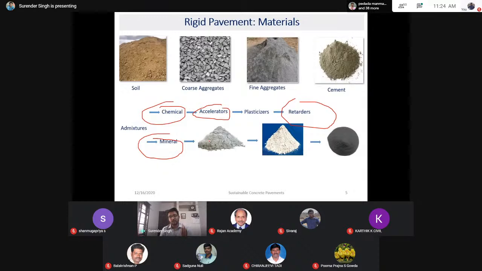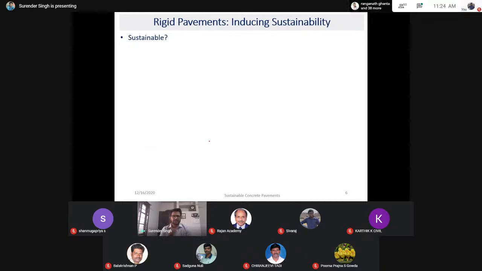So you must be hearing this word, sustainability. So what do you mean by sustainability? The book definition is that sustainable means conserving the non-renewable resources for future generations.